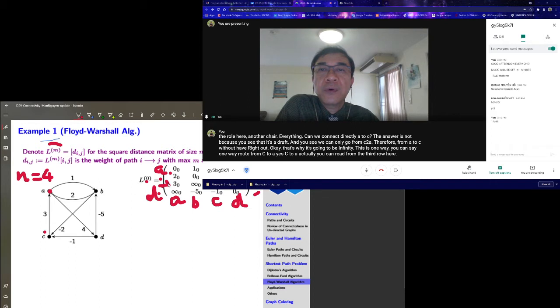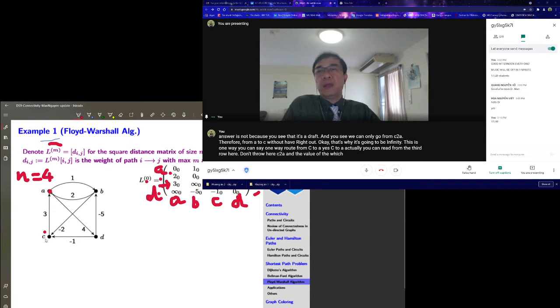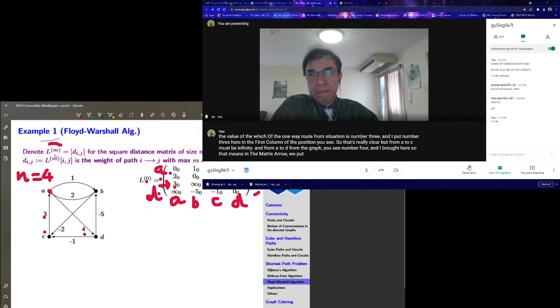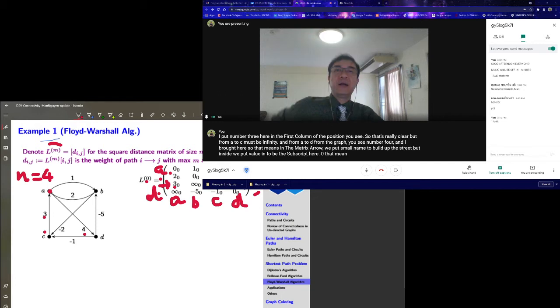Third row here, C to A, and the value of the width of the one-way route from C to A is number 3, and I put number 3 here in the first column, the third position. You see, so that's very clear. But from A to C must be infinity, and from A to D from the graph you see number 4, and I brought it here. So that means in the matrix L we put small m as the upper strip, but inside the matrix we put value m as the subscript here, 0. We don't put it up, so that is the way to distinguish them.